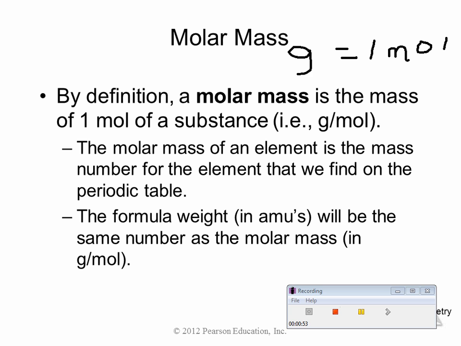This is how we can count atoms. Because atoms are so small, we can't individually pick them out, but we can count them by mass. This formula weight in AMUs is the same number as the molar mass, thinking about how atoms are put together, and we're looking at large quantities of those and how those work.